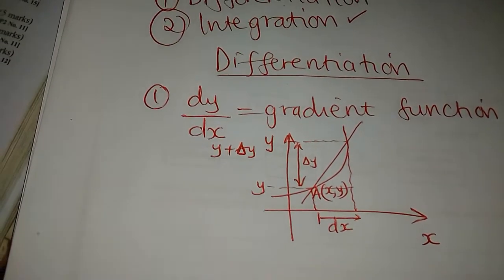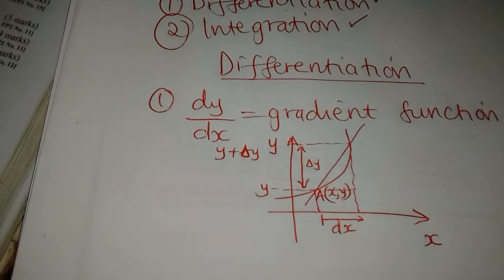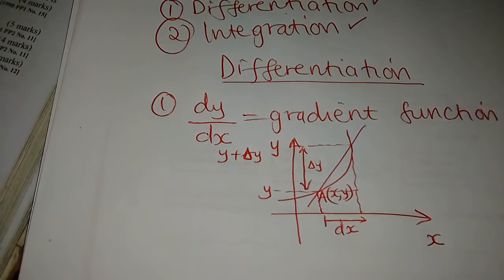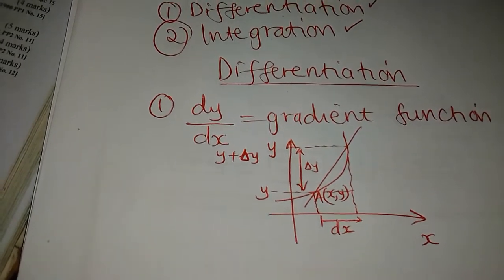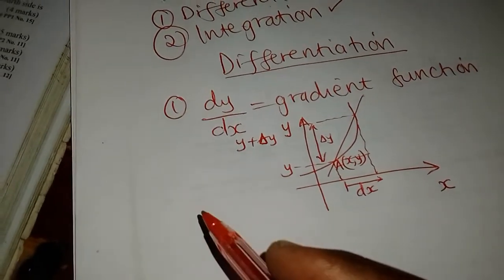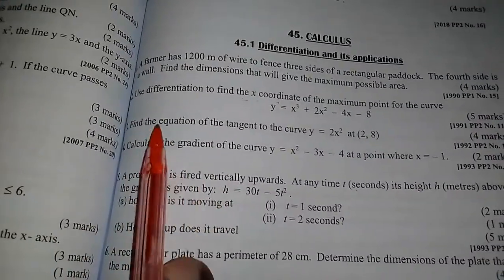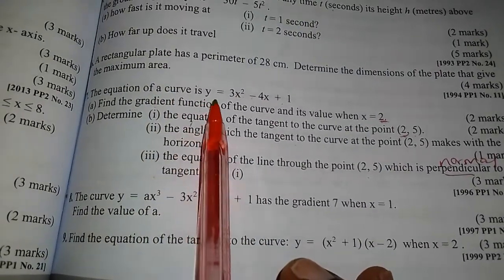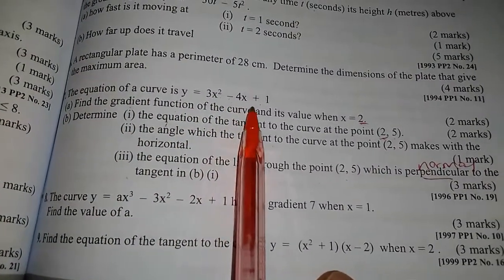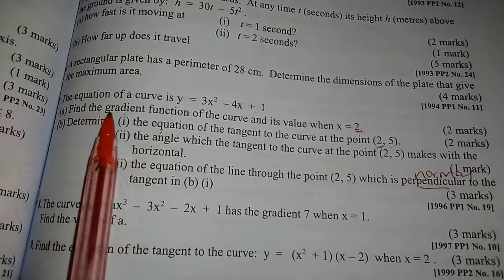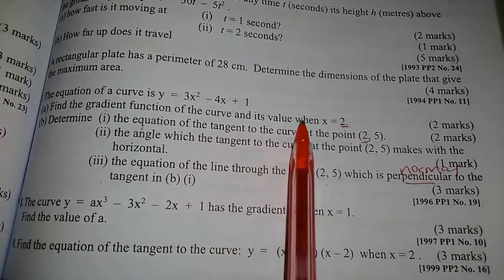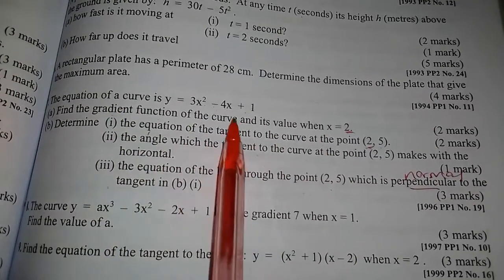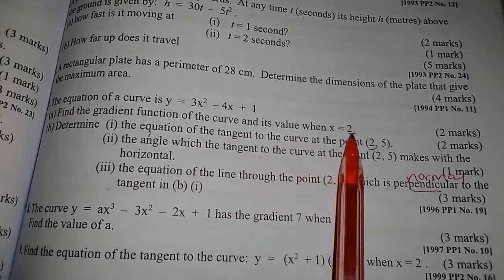In this case, we are supposed to ask ourselves, how do we eventually end up getting the right answer as far as getting the dy dx, or the gradient function, is concerned? So for example, if I have been given such a question here, look at this. The equation of a curve is y equals 3x squared minus 4x plus 1. The first part says find the gradient function of the curve and its value when x is 2.